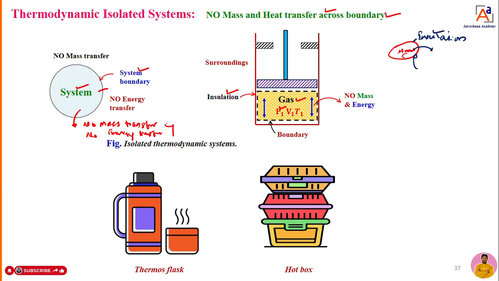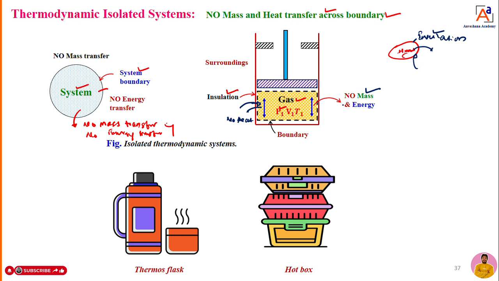That is nothing but insulation. It prevents the transfer of heat from the system to the surroundings, and vice versa, from the surroundings to the system. There is no heat transfer. That is one thing. And when the system is completely closed, with a fixed boundary, there is no provision for transfer of mass, hence there is no mass transfer also.